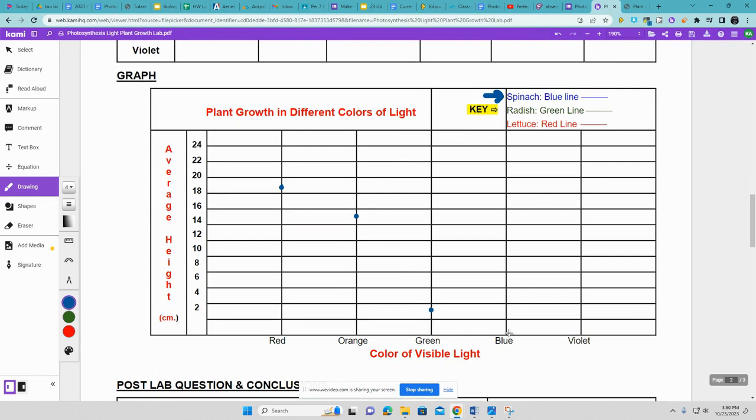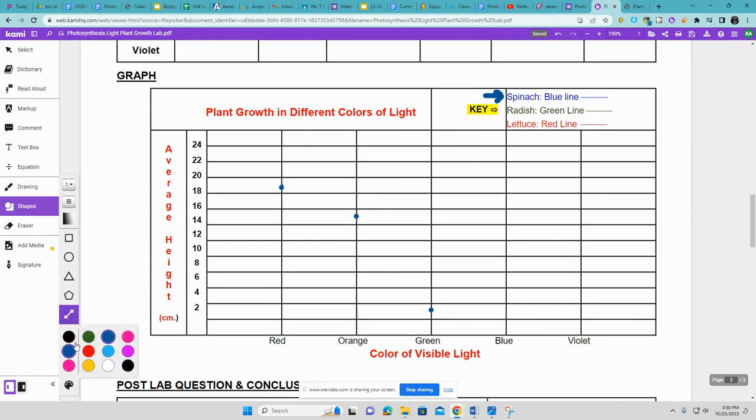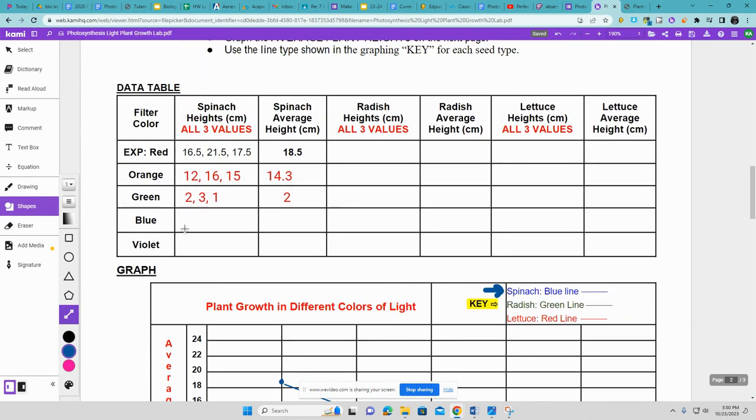Remember, you still have to do blue and violet. And if you want to make it look nice, you go here to add shapes, line, blue, and then just connect the dots like this. Voila. All right, so you still have to grow the spinach plants in blue and violet, and then switch to radish and go red, orange, green, blue, violet. Get your data and graph it in green, and then switch to the lettuce. Grow it in red, orange, green, blue, and violet.